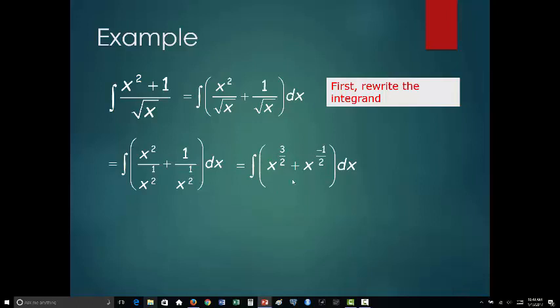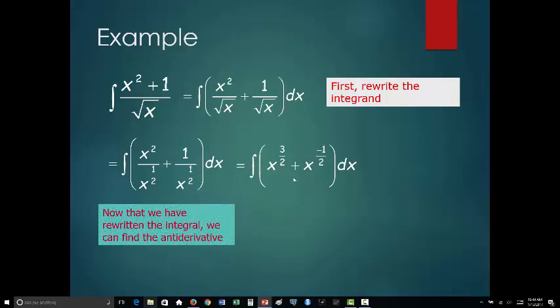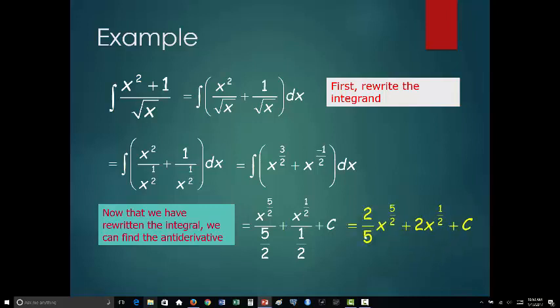Once you have it here, guess what? You can use the general power rule. It's very easy to find the antiderivative at this point. So 3/2 plus 1 is 5/2, so it's x to the 5/2 over 5/2. Negative 1/2 plus 1 is 1/2, so x to the 1/2 over 1/2. You would bring these fractions up as their flip, so this would be your final answer. Not too bad. So even though it looks hard, the trick is just to rewrite it.